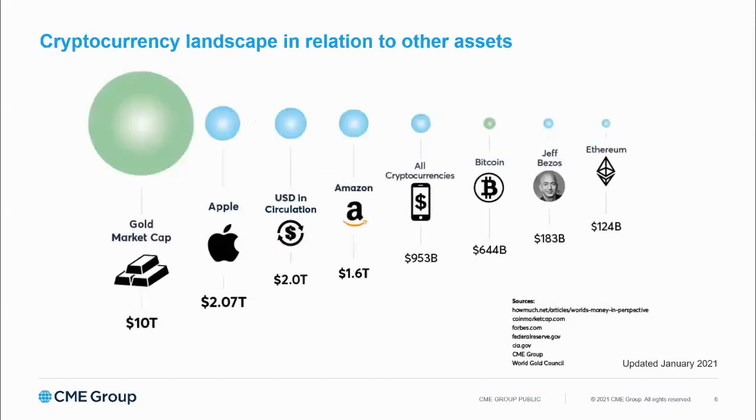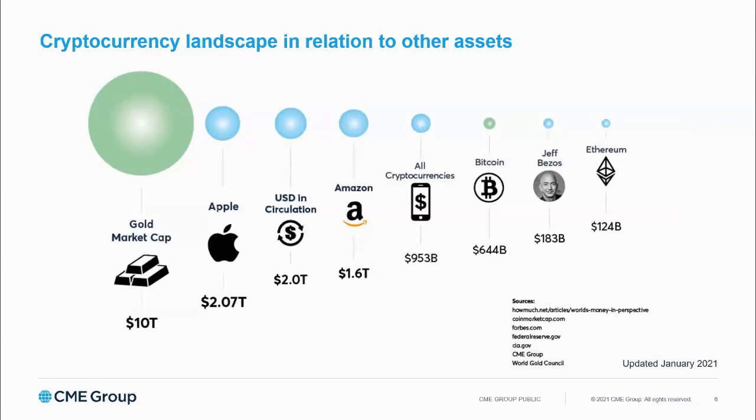So let's take a look at where Bitcoin falls in terms of market cap. And this slide was put together back in January, so it's a little out of date. If we were to update it for the price appreciation in Bitcoin and Ethereum, all cryptocurrencies today have a market cap of almost $2 trillion. So when you compare that to all the USD in circulation, all the cryptocurrencies have almost the same market cap as all the USD in circulation. And they also have almost the same market cap as Apple, right?